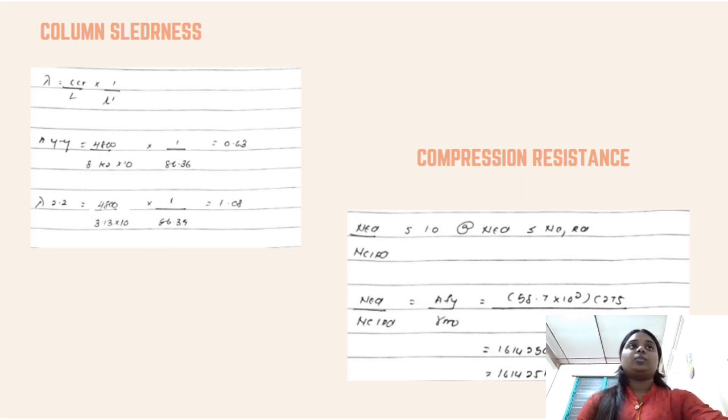The cross-section compression resistance method: N_Ed less than N_c,Rd times 1.0 and N_pl,Rd. So N_c,Rd is 58.7 times 10 to the power of 2 times 275 divided by 1.0. So the total answer is 1614250, simplified to 1614.225 kilonewton.